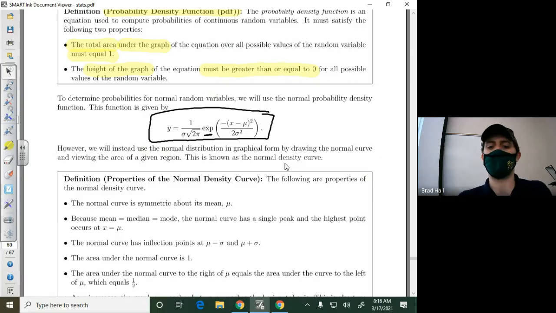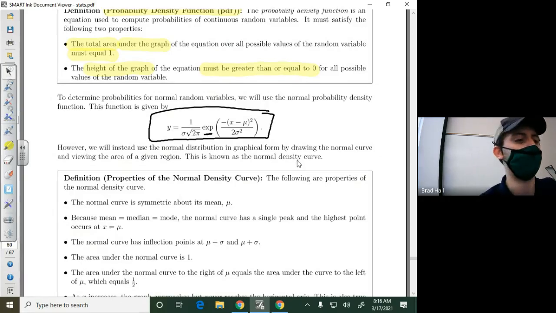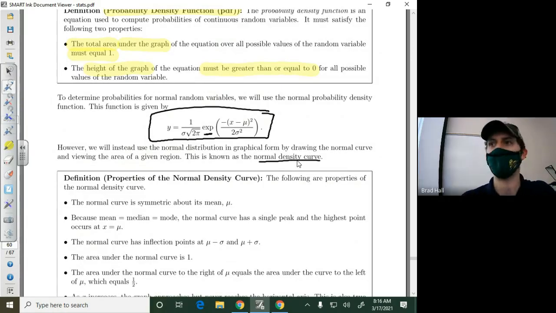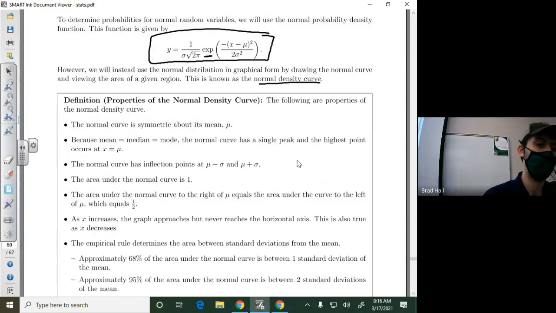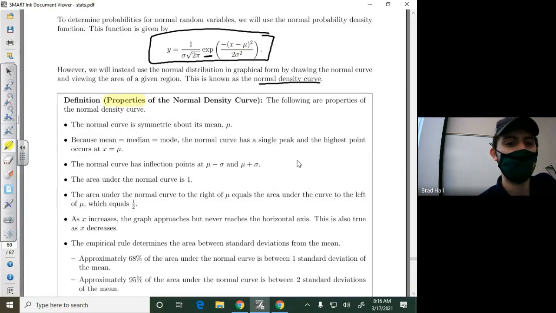And so this is the normal density curve, or just the normal curve. And it has a few properties that we need to abide by, and also a few properties that will help you answer a few homework questions. So the properties of the normal density curve. Well, the first one is it needs to be symmetric about the mean.